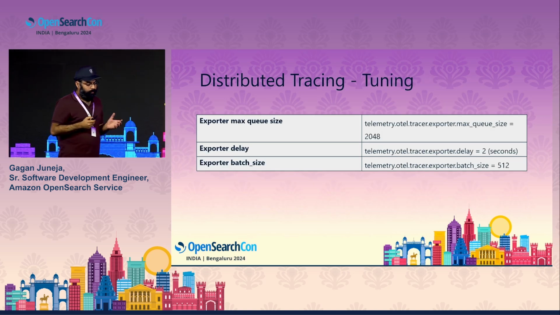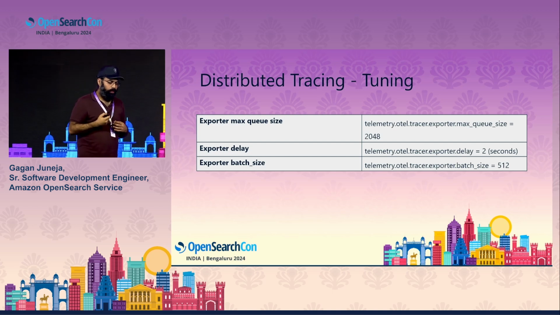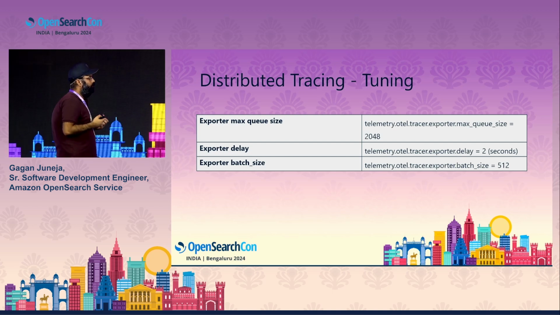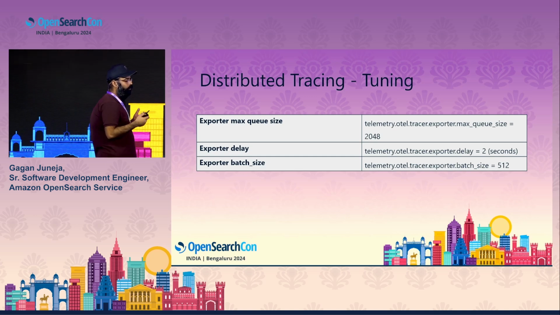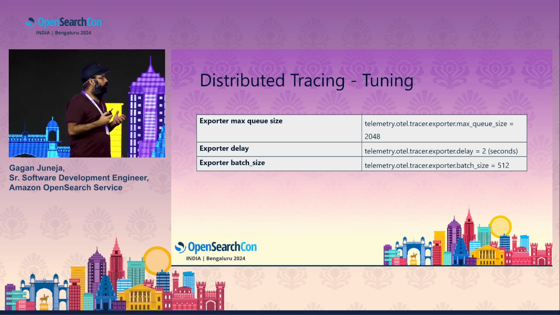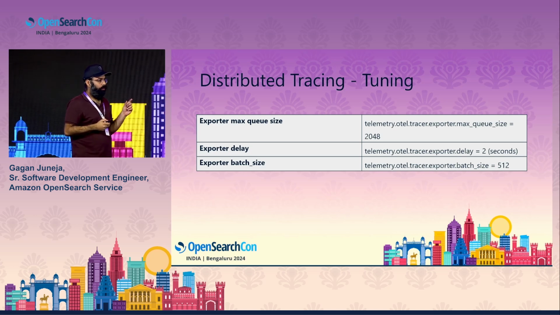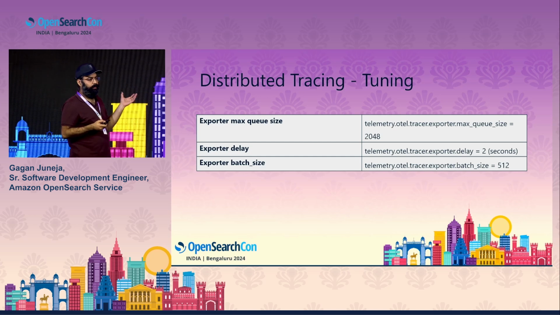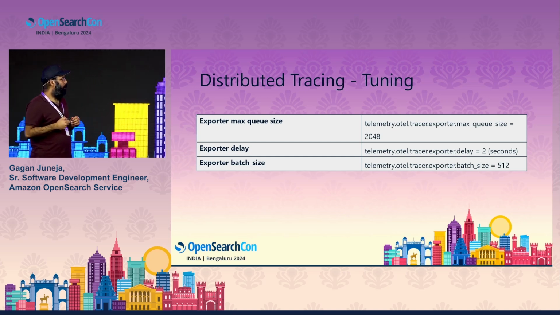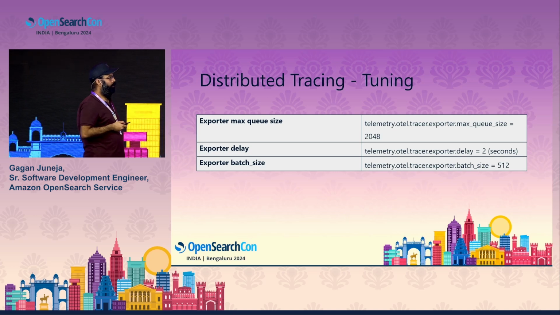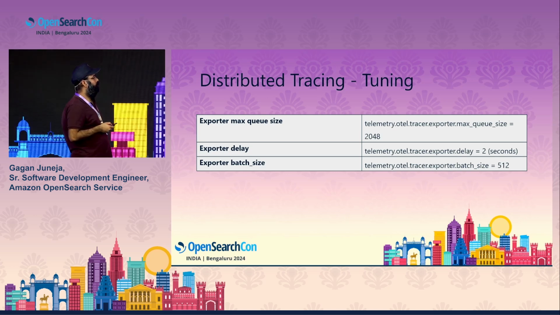This slide is a little important because we have run a lot of performance tests and came up with these numbers. It tells basically when to export. What we have configured is, if the max queue size reaches 2048 or the time reaches 2 seconds, whichever happens earlier, we just export the spans, and we export them in batches of 512 spans.